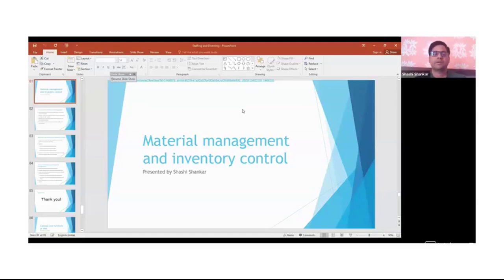Welcome students. Today's topic is material management and inventory control. In production, it is very important to have material management and inventory control in place.